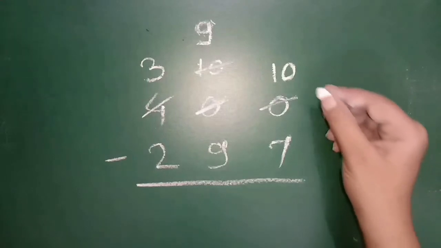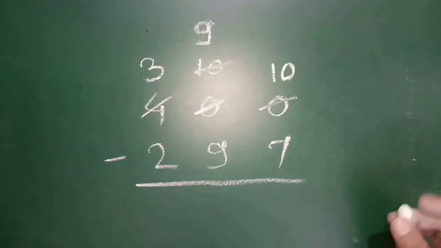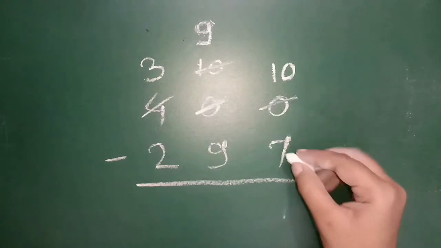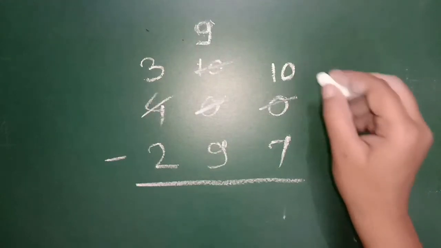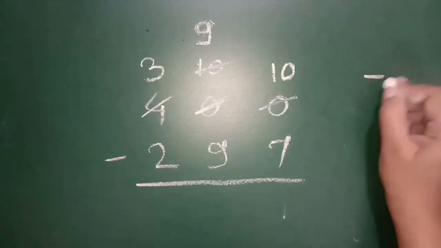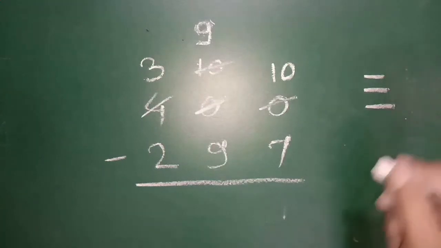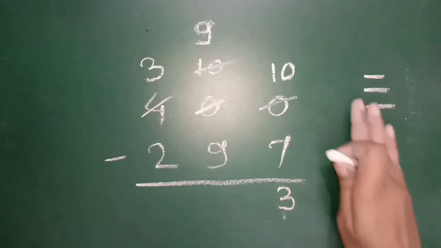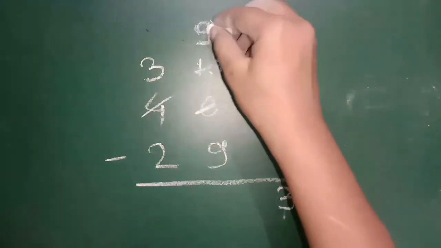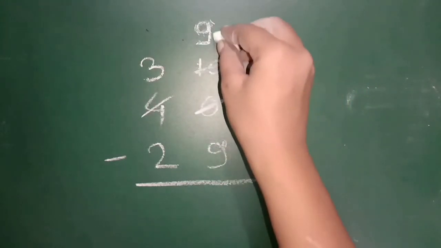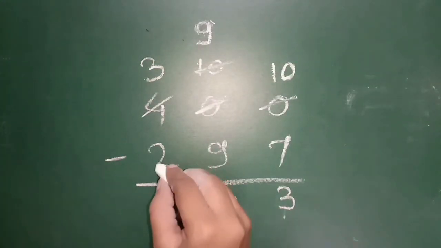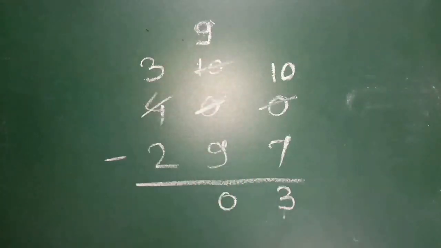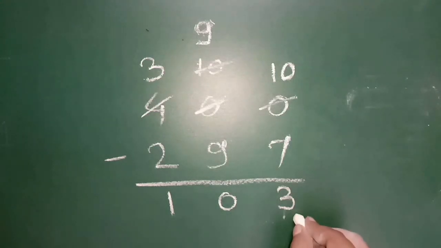Okay. So now we can solve this question. Subtract 7 from 10. So count to 10 after 7. 8, 9, 10. How many lines are here? 3. Okay. Now subtract 9 from 9. It will become 0. Now subtract 2 from 3. It will become 1. So our final answer is 103.